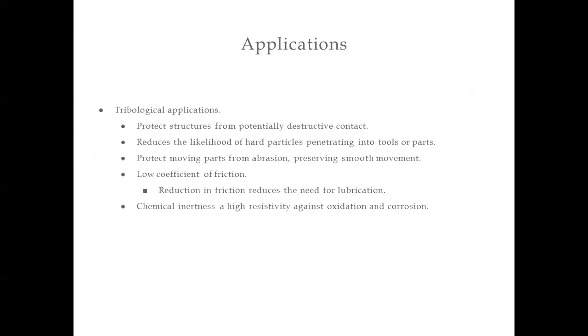So let's take a look at some applications. We already did, but we'll take a look at some more. So there could be protection of structures from potentially destructive contact. The diamond-like films reduce the likelihood of hard particles penetrating into tools or parts. It can protect moving parts from abrasion, preserving smooth movement, and it offers a low coefficient of friction. So the reduction in friction reduces the need or the type of lubricant that we would use. And then this system tends to be chemically inert and highly resistive against oxidation and corrosion.